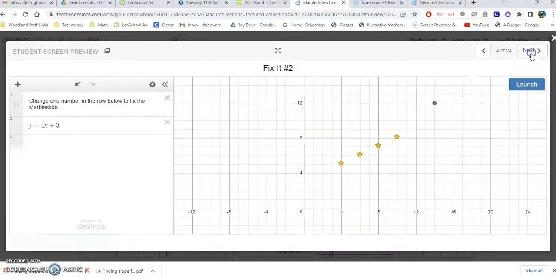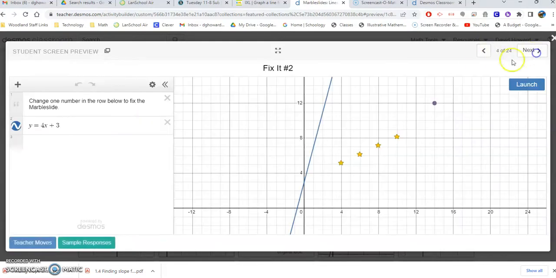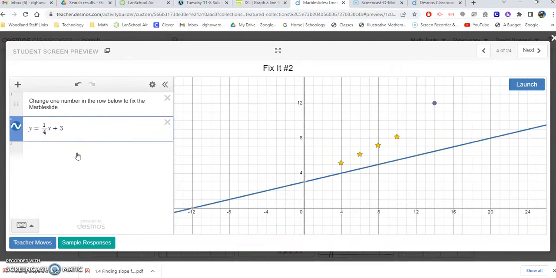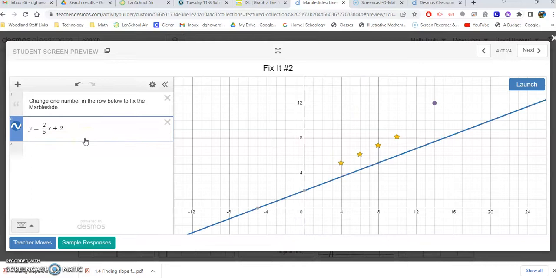On another one, oh, and by the way, it does talk about how you can reset everything by hitting the reset button. So like on this one, not only do I need to move it up and down, right? For example, this is crossing at 3 because it's adding 3. But I also need to change this. I could change it to like a 1/4 x, right? Minus, I can take it down 1, right? And I can make it a little steeper. Instead of 1/4, maybe 2/5 or something like that. And you got to tweak that equation to try to get those marbles. Okay?